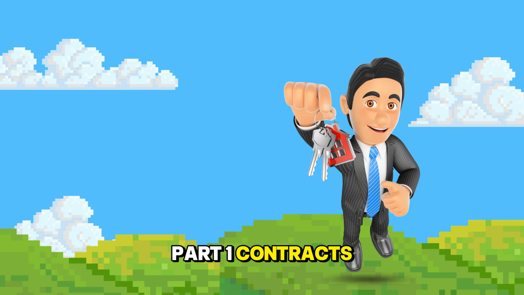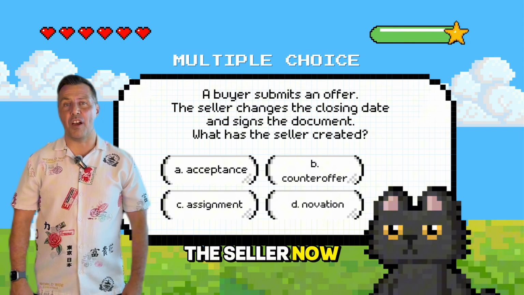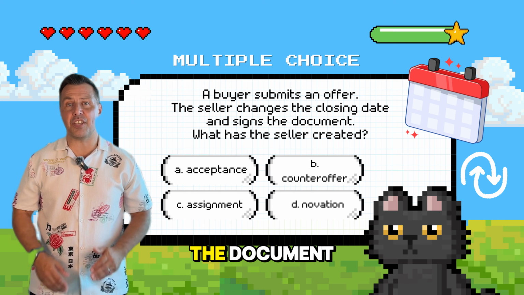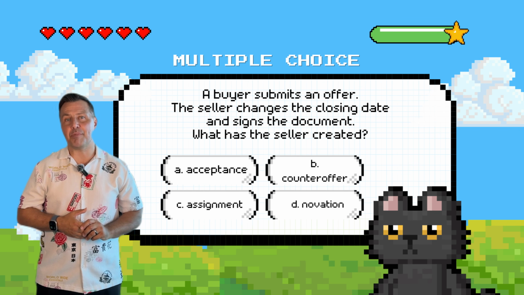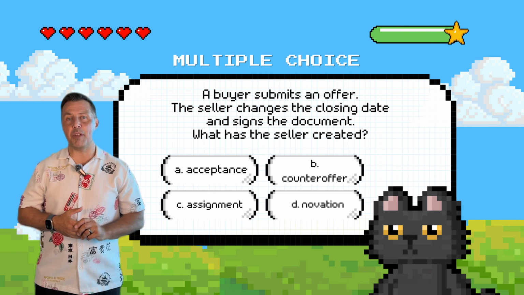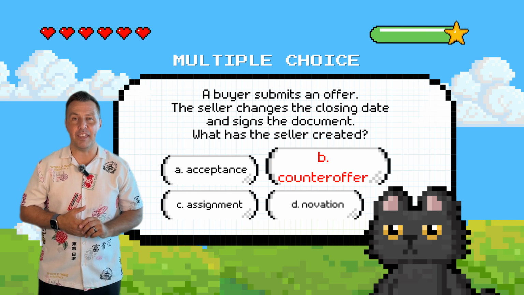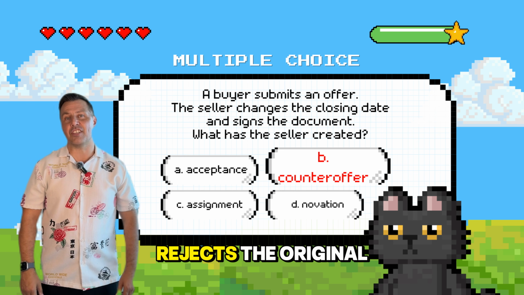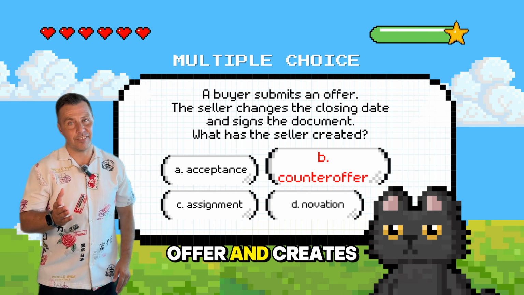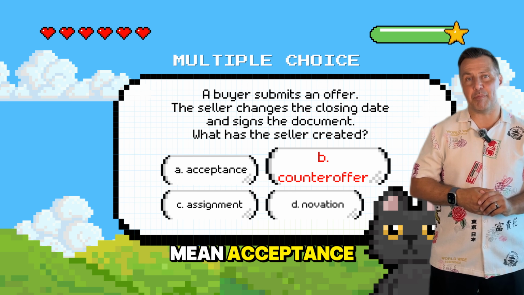Part 1. Contracts. Question 1. A buyer submits an offer. The seller now changes the closing date and signs the document. What has the seller created? A. Acceptance, B. A counteroffer, C. An assignment, or D. Innovation. The answer is B. It's a counteroffer. Any change to the original offer rejects the original offer and creates a new one. The exam trap here is signature does not always mean acceptance.